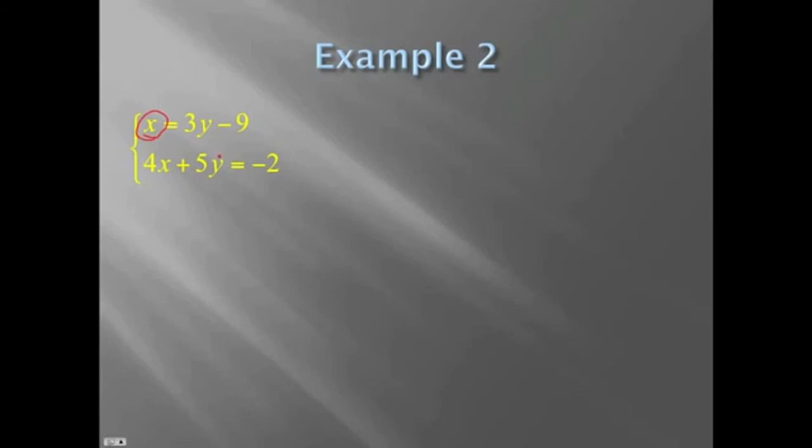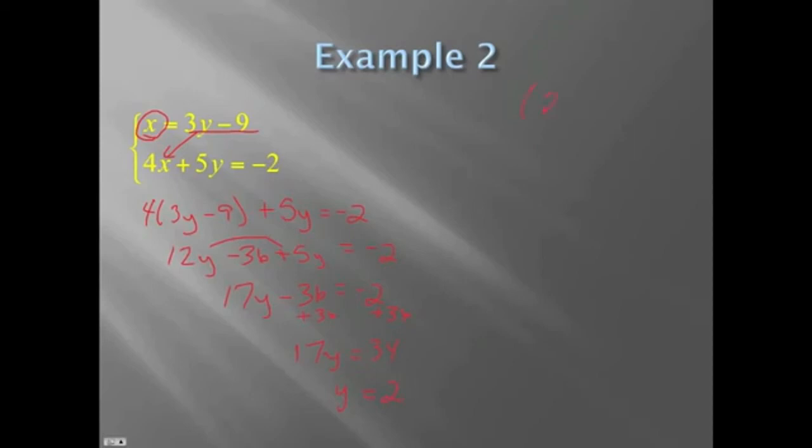This is going to work out exactly like the one before, except now we know that x is equal to 3y plus 9, so we're going to plug that in for the x. Now when we do that, we're going to get 4 times 3y minus 9 plus 5y equals negative 2. And now, one variable, we start simplifying. That's 12y minus 36 plus 5y equals negative 2. We can combine those and get 17y minus 36. We're going to add the 36, giving us 17y equals 34. Divide by 17, and we get y equals 2.